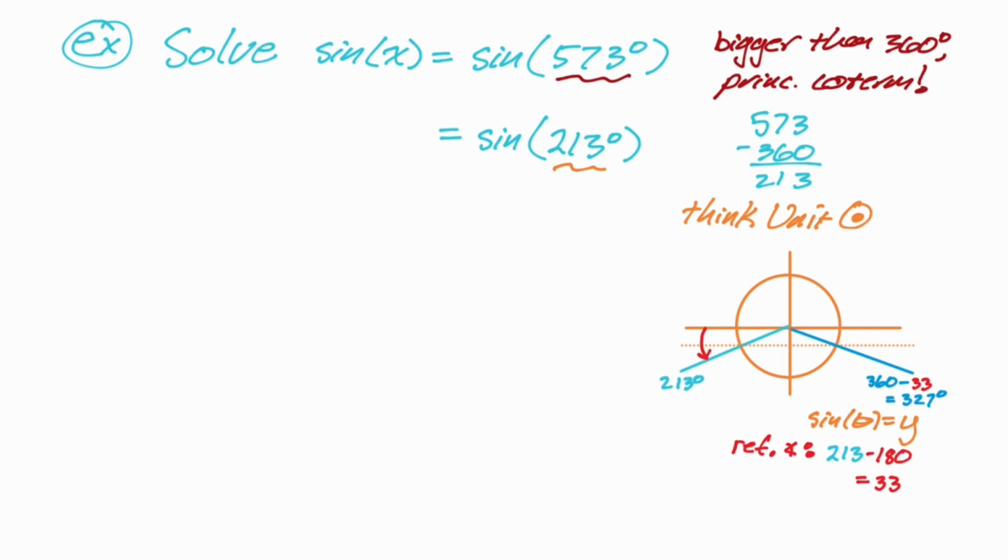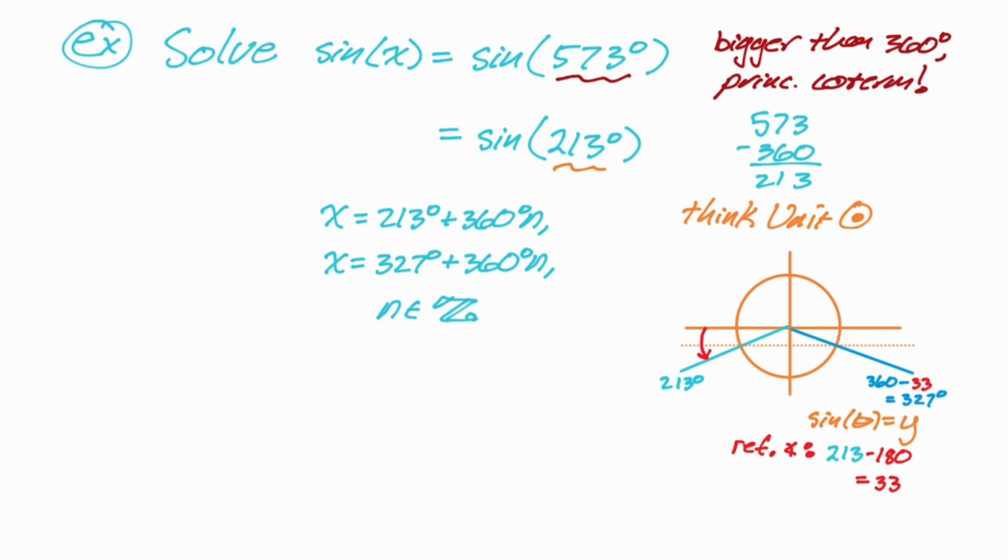But we need to generalize and find all values of x. So my first solution will look like 213 plus 360 times n, and my second solution will look like 327 plus 360 times n. And then I need to specify that n is an element of the integers. So there we go. That's how we would solve this.